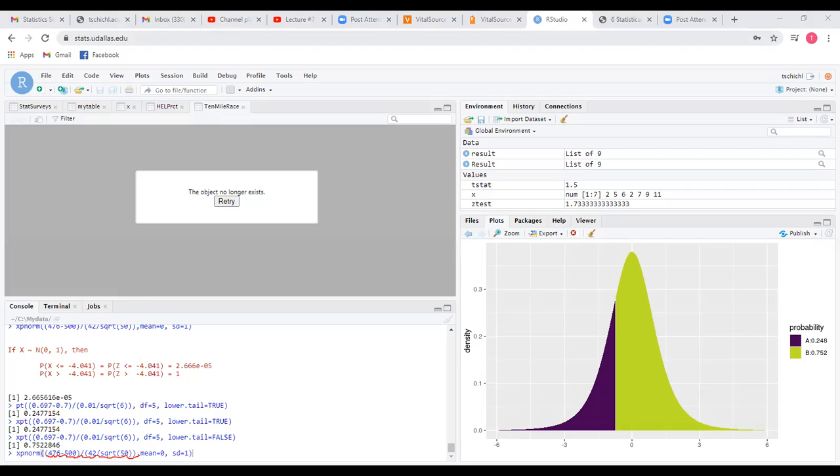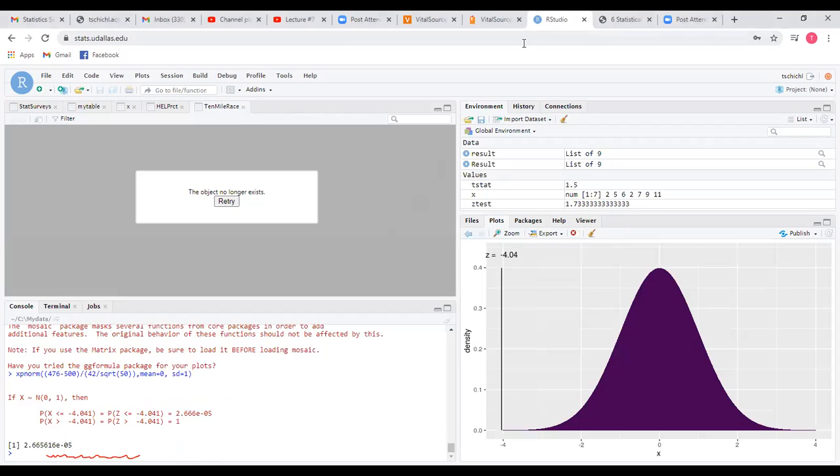Okay, so if you run these programs here and take a look, you will see the values here. So it's 2.66. See that? So that will be your p-value, 2.6656 times e to the negative 0.5. I see here it's very, very small, right?